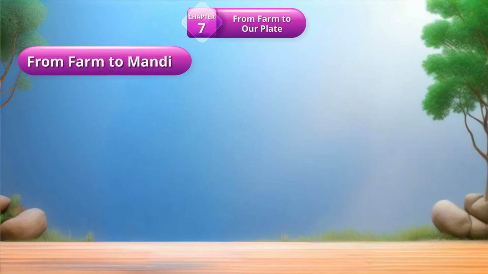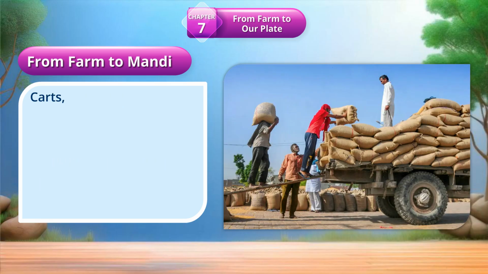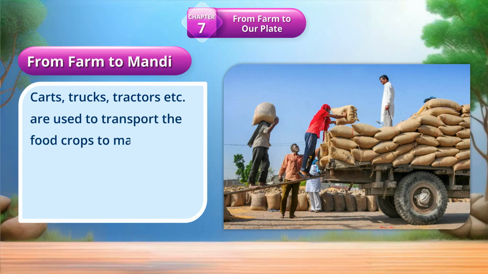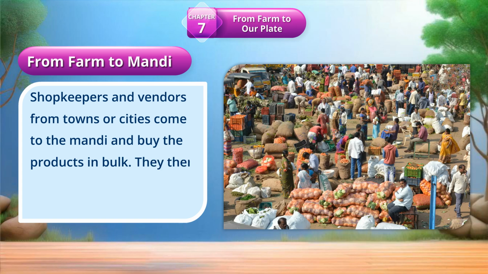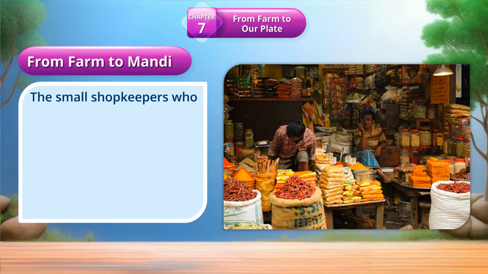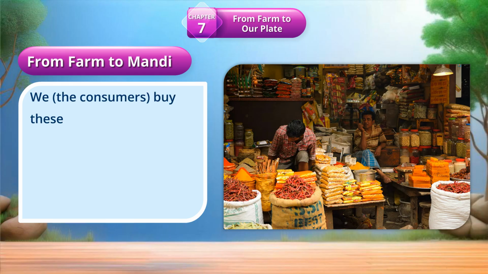From farm to mandi. The packed crops are transported to the wholesale market, commonly called mandi, for selling. Carts, trucks, tractors, etc. are used to transport the food crops to market. Shopkeepers and vendors from towns or cities come to the mandi and buy the products in bulk. They then sell them in their shops at a higher rate to make profit. The small shopkeepers who buy the products from wholesalers for selling in their shops are called retailers or grocers. We, the consumers, buy these products from these retailers.